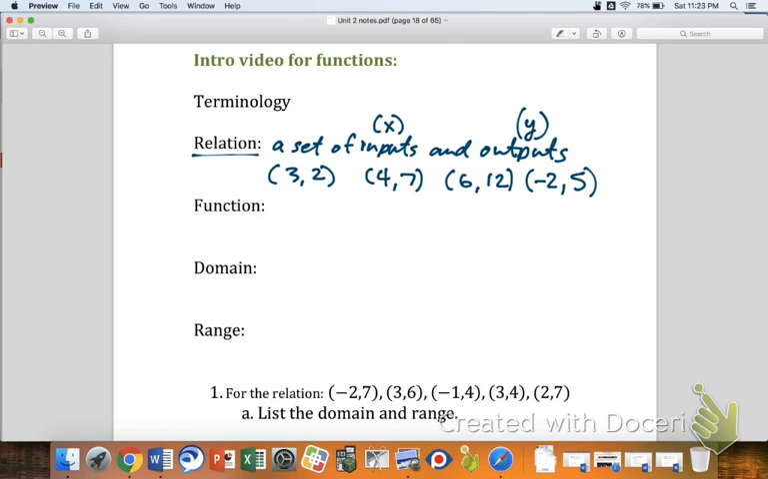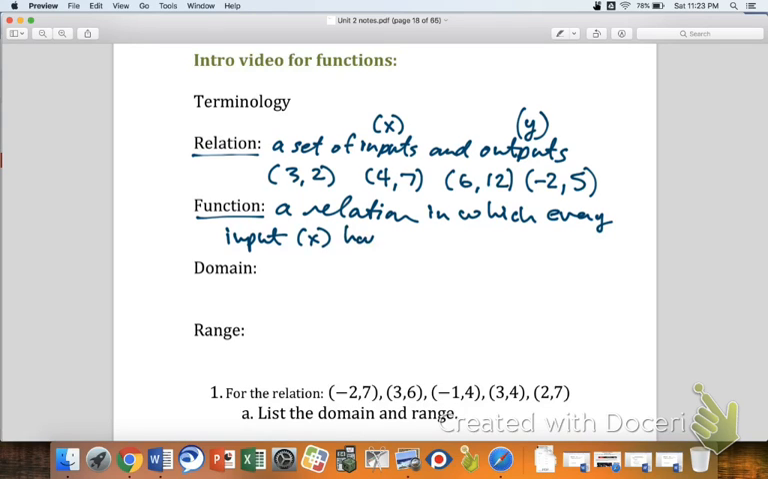So a function is a specific relation in which every input, which is x, has exactly one output. Of course, the outputs go with y's. And we will look at what a function is in a couple of different ways in this unit.